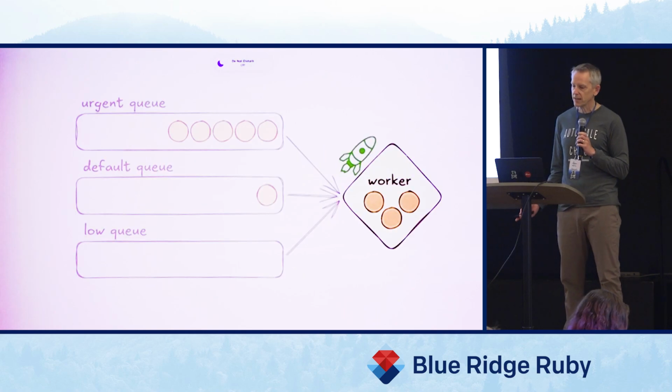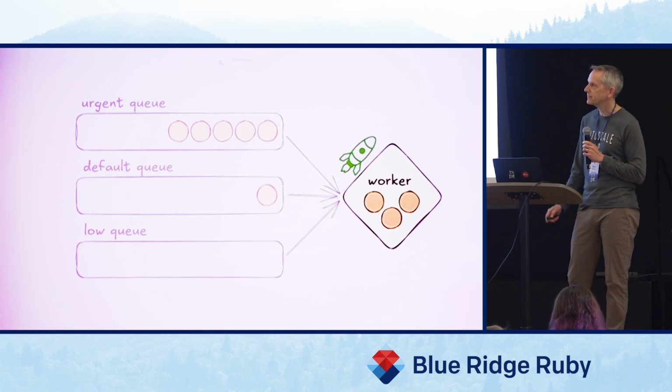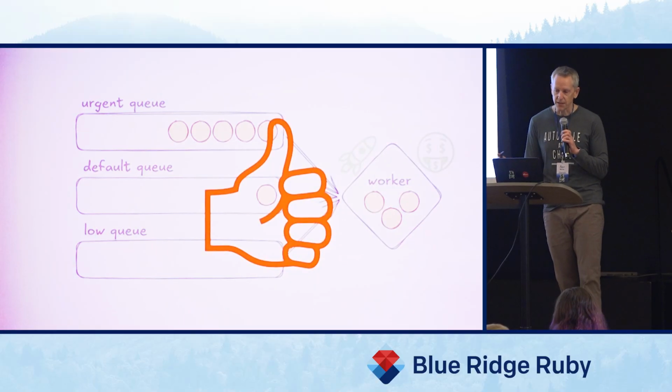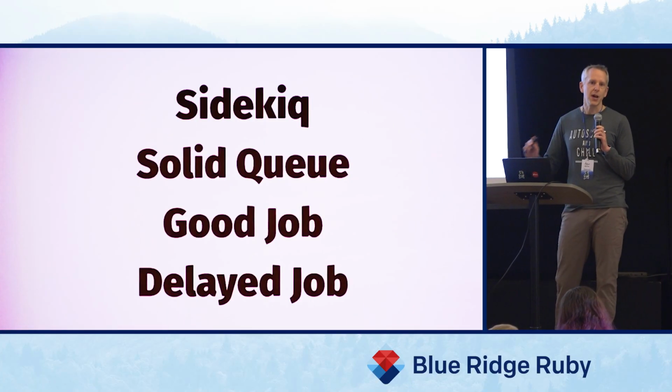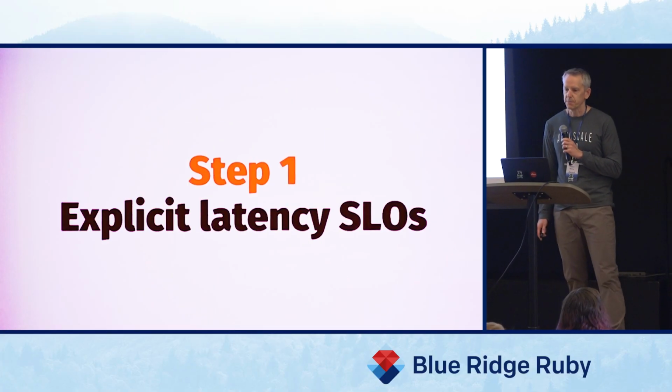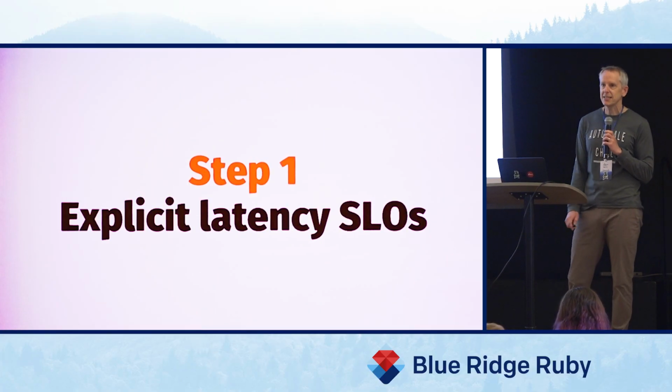The opposite of that is resilient job queues. They flow smoothly without manual interruption. They're cheap and efficient to run, and I want to show you how you can do this in 5 steps. And it doesn't matter what job backend you're using, job queues are job queues. So let's dive in. Step 1 is explicit latency SLOs.